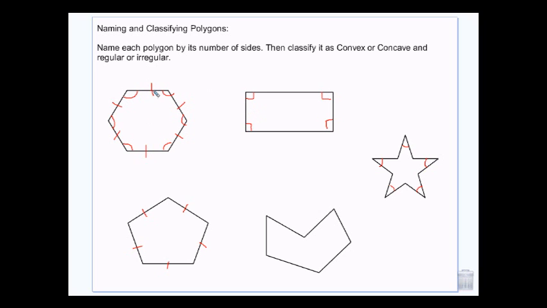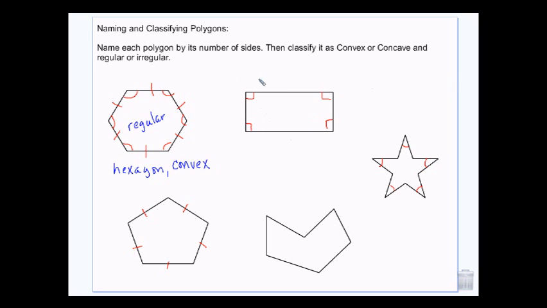So when I look at this, I have 1, 2, 3, 4, 5, 6 sides. Concave or convex? Convex, right, because all of the sides would be outside. And regular or irregular? Regular. Why, how's that regular? Because all of the angles are the same and all of the sides are the same. Okay.